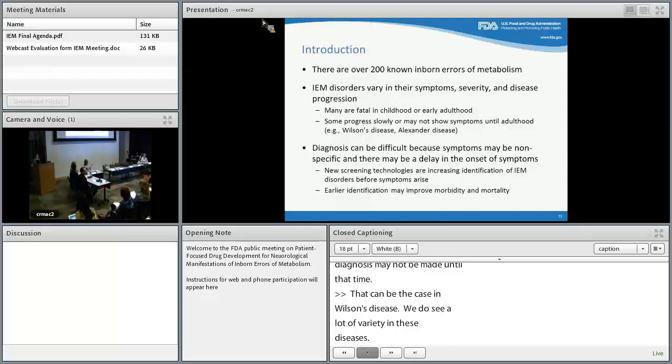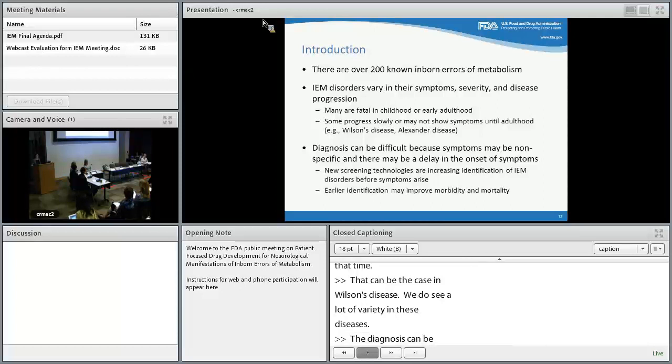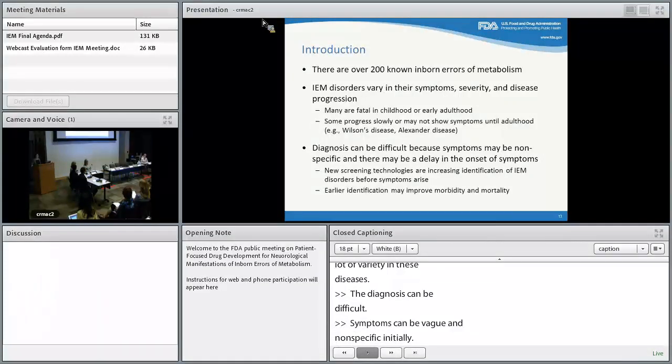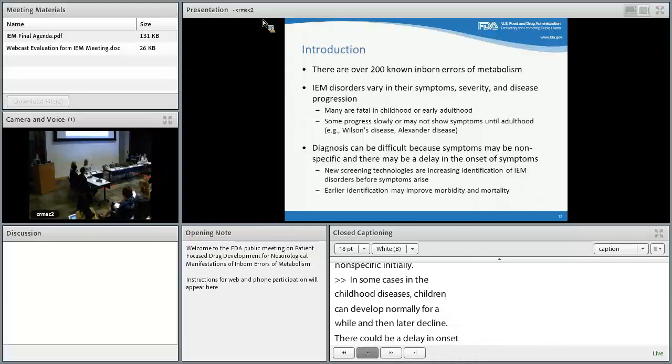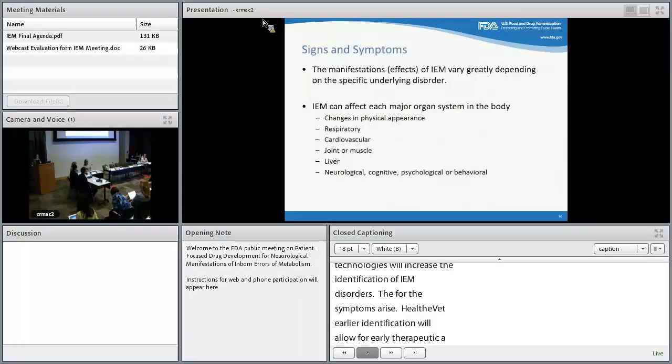The diagnosis can be difficult because symptoms can be vague and nonspecific initially. And in some cases, in the childhood diseases, children can develop normally for a while and then later decline. So there can be a delay in onset of symptoms that are not recognized initially. We hope that new screening technologies will increase the identification of IEM disorders before the symptoms arise. And the hope is that earlier identification will allow for earlier therapeutic interventions to improve morbidity and mortality.